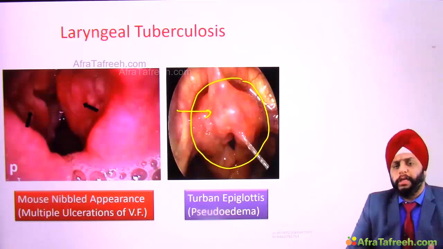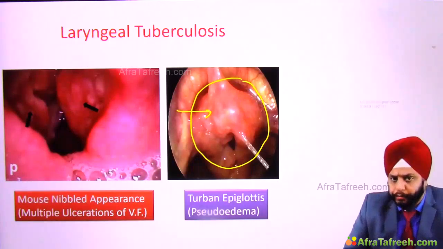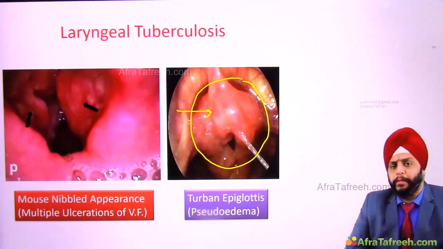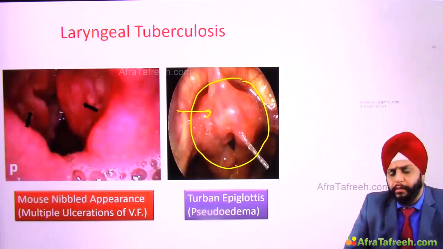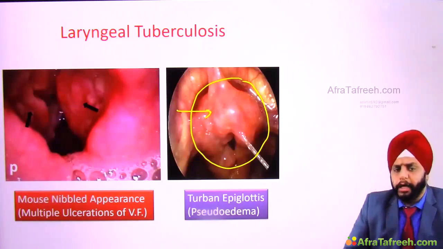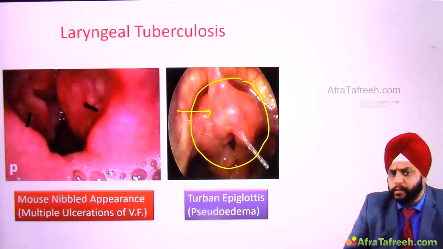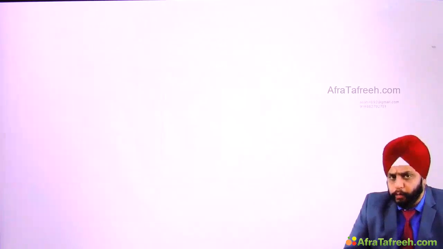Right? So these are the signs that we see in laryngeal tuberculosis. Okay, this is what we have to remember for your exam. The treatment of laryngeal tuberculosis is on the lines of pulmonary tuberculosis. So again, we divide the patient into different categories, 1, 2, 3, and accordingly we treat the laryngeal tuberculosis.